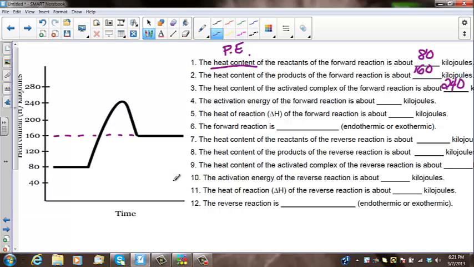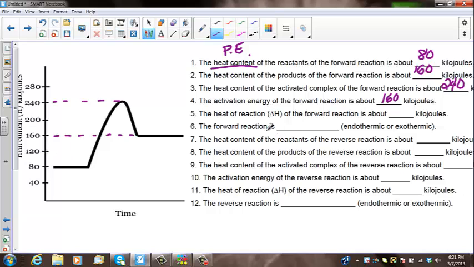The activation energy of the forward reaction. So I'm going from here all the way to here. So it's not 240, okay? It's 80 to 240, which is going to be 160. So you have to subtract the two values, 160.